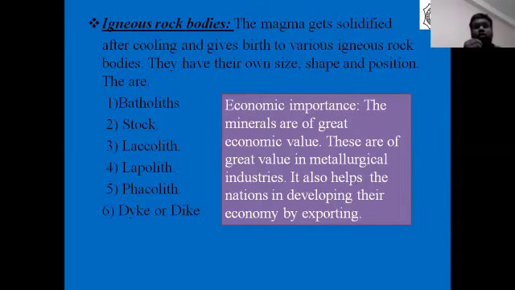Number two, stock. A batholith of smaller size is called a stock. A stock is often less than 100 square kilometers in area. It has a dome-shaped surface and the remaining characteristics are more or less the same as the batholith.